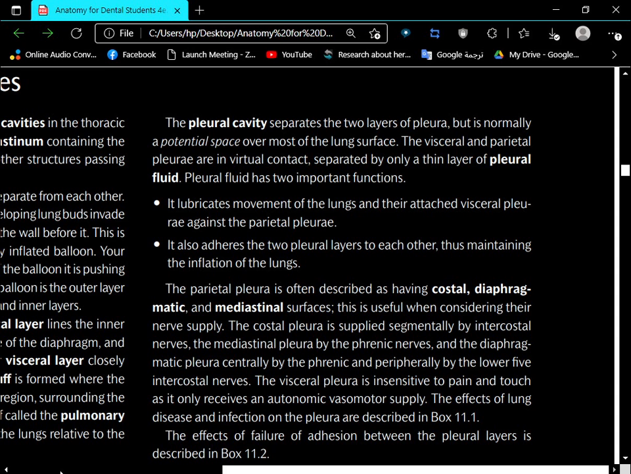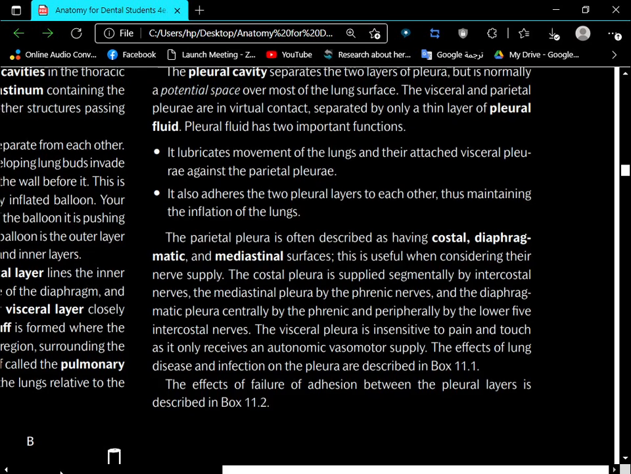The visceral pleura is insensitive to pain and touch, as it only receives an autonomic vasomotor supply. The effects of lung diseases and infections on the pleura are described. The effects of failure of adhesion between pleural layers are described.